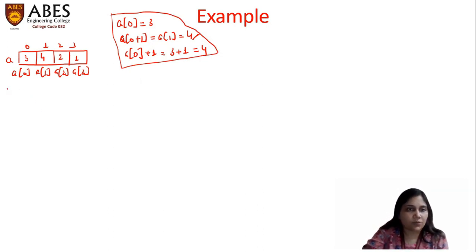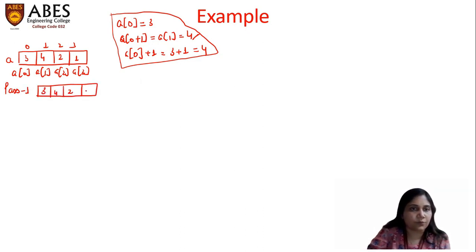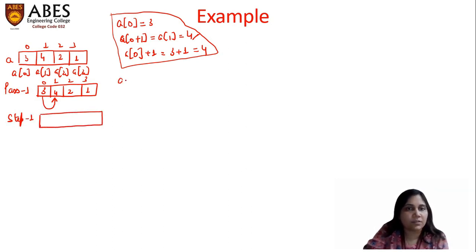So now let's start. For pass number 1, this is my input array: 3, 4, 2, and 1, with indices 0, 1, 2, 3. Because I'm going to arrange this in ascending order, if there is any element which is larger than the next element, then I will perform swapping. So I will compare these 2 elements first. In step 1, I'm going to compare according to this section: if the element at the first index is greater than the element at the second index.